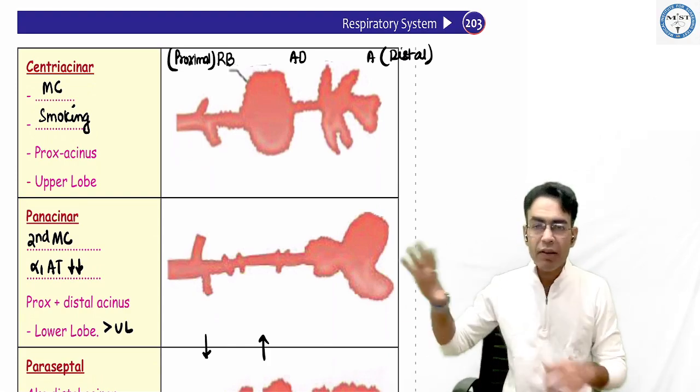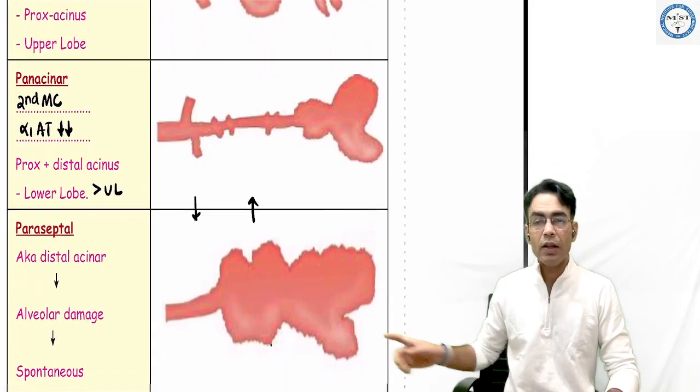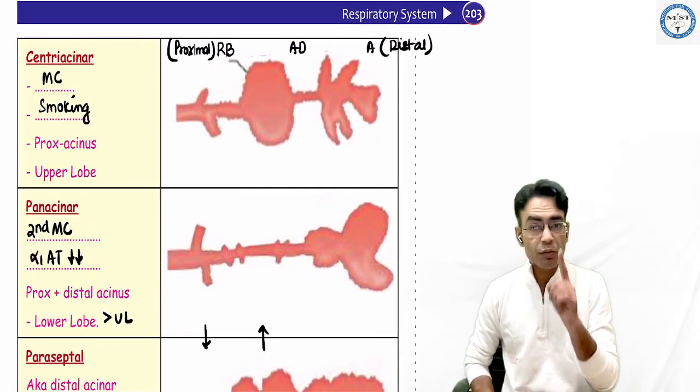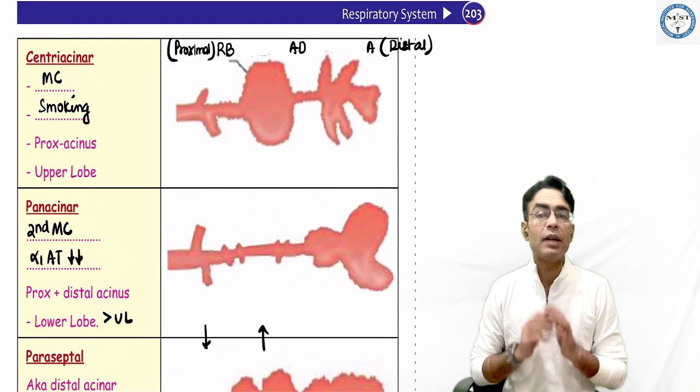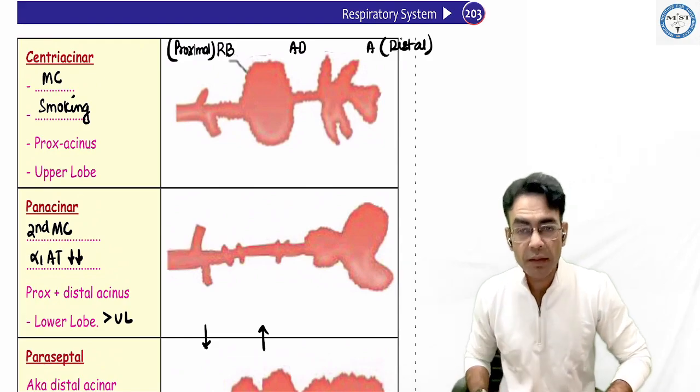Whereas in panacinar, everything gets involved. The cause of centriacinar emphysema is smoking. The cause of panacinar emphysema is alpha-1 antitrypsin deficiency.